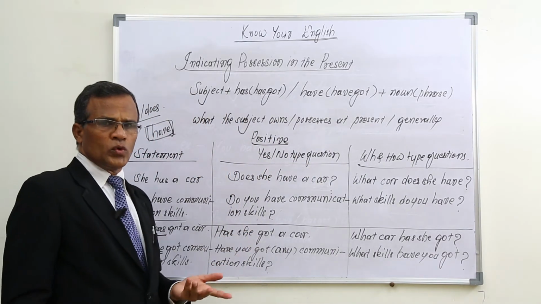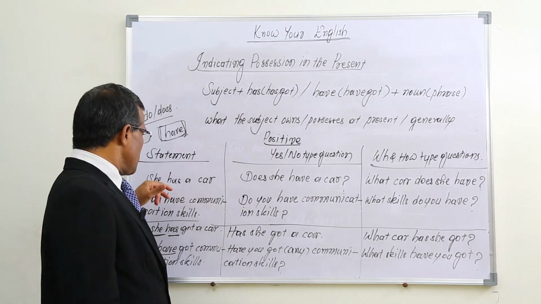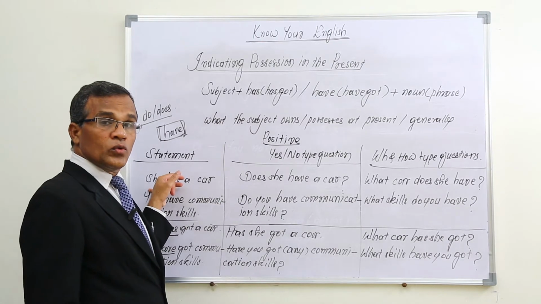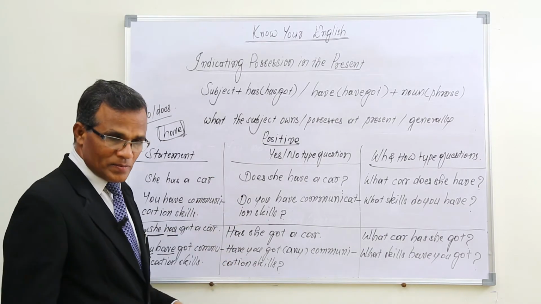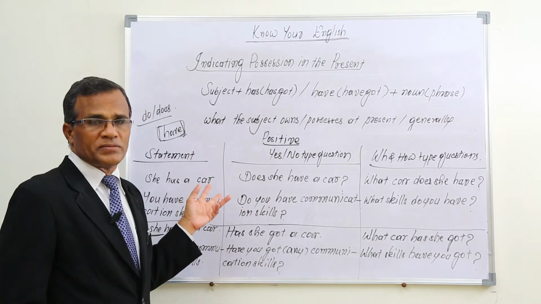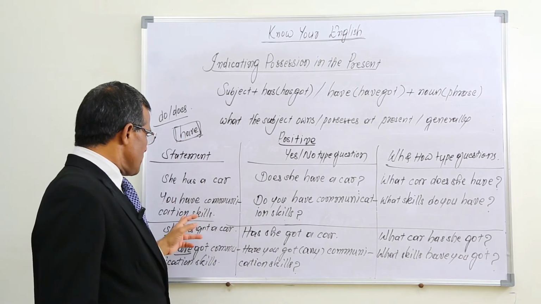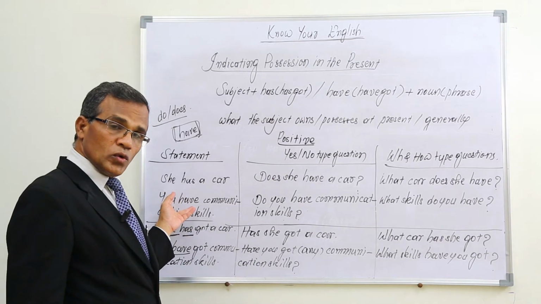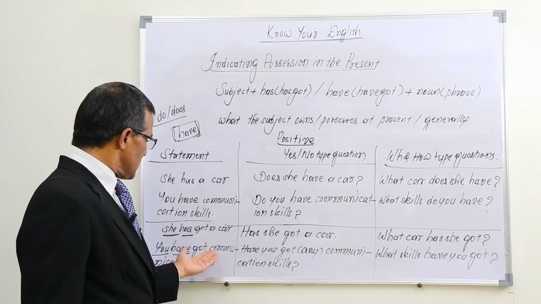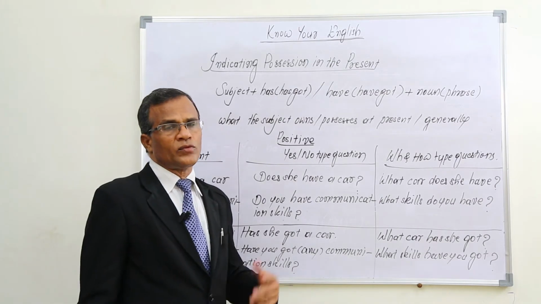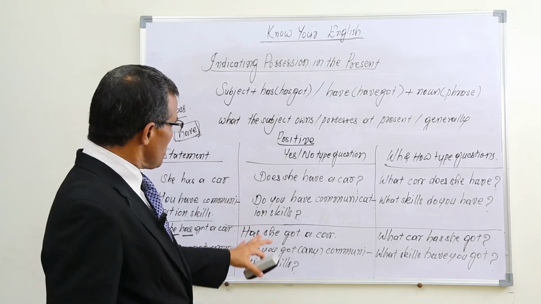If it is the question with who, this is quite common. For example, she has a car. To put a question with who, simply remove this she and you can frame a question. Who has a car? She has a car is a statement. If you use who instead of she, it becomes a question. Who has a car? And for example, you have communication skills. Removing you, if you use who, who have communication skills, or who have got communication skills, who has got a car, like that we can frame questions also. And so by this we have completed positive things.